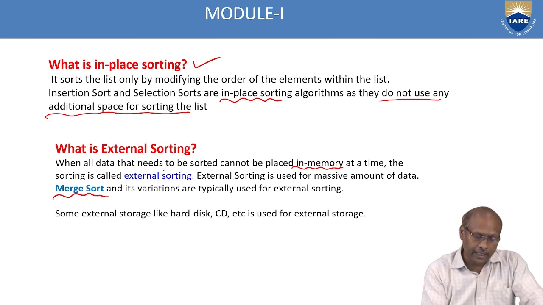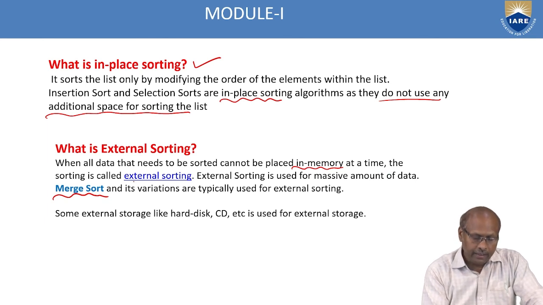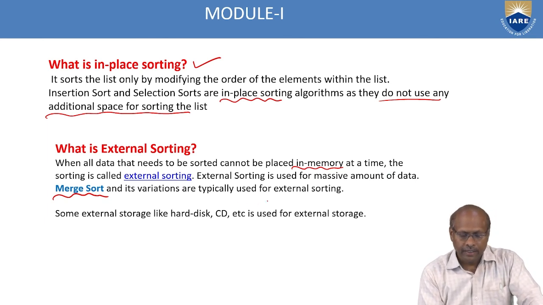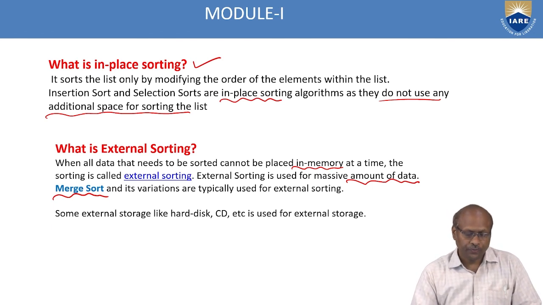When all the data that needs to be sorted cannot be placed in memory at a time, then the sorting is called external sorting. External sortings are useful for massive amounts of data. Whenever you are having a huge amount of data, that time the external sortings are useful.